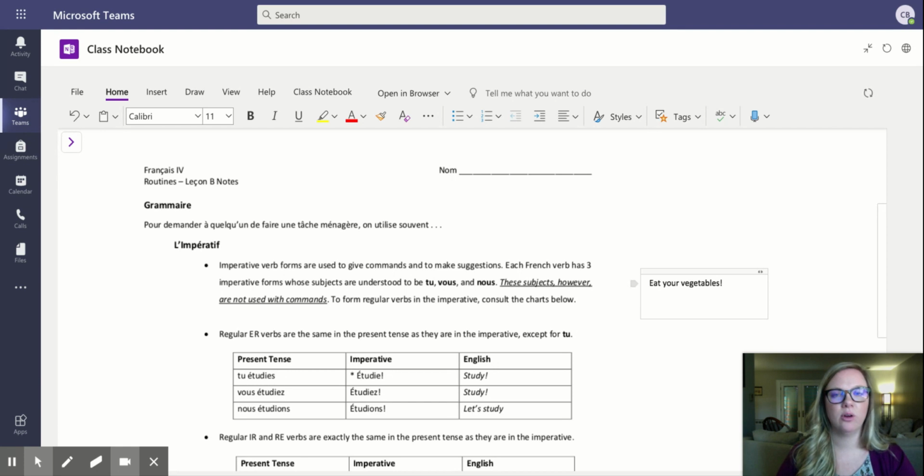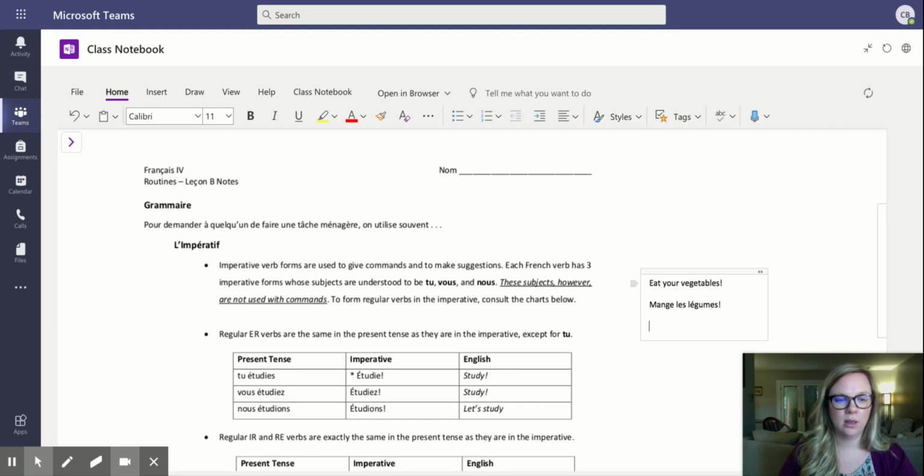Right? We need to think of the verb for eat, which is manger, and then we need to think of which form. Okay, am I talking to one person singularly? Am I talking to a group of people? Or am I making a suggestion? Let's say I'm talking to my son. All right, so that's going to be tu. So ordinarily it would look like that, but with ER verbs we have an exception. So it's just going to be mange les légumes.